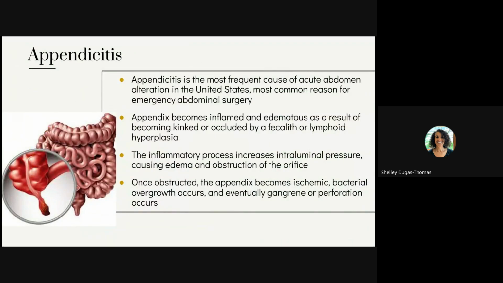Appendicitis is the most common cause of acute abdominal pain in the US and the leading reason for emergency abdominal surgery. It occurs when the appendix becomes inflamed and swollen due to obstruction by a fecalith or lymphoid hyperplasia. This obstruction increases intraluminal pressure, leading to edema, ischemia, bacterial overgrowth, and if untreated, gangrene or perforation. And the perforation is what really can kill you.